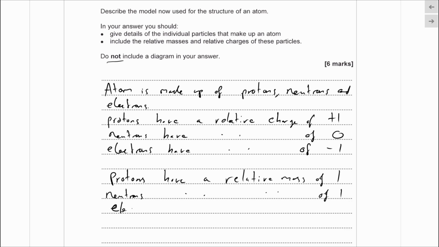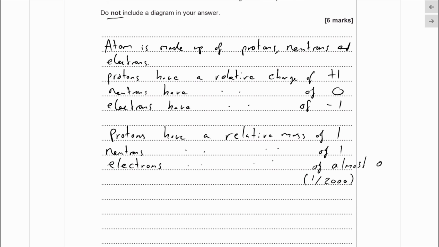Electrons. Let's rewrite that because you can't really read it. Electrons have a relative mass of almost 0. Right, and I'm going to put in brackets here about 1/2000. If you're being slightly more precise, it's about 1/1840, but it's almost 0. Okay, in calculations in GCSE, we do treat it as 0, but it does have a mass. It's just not very big.